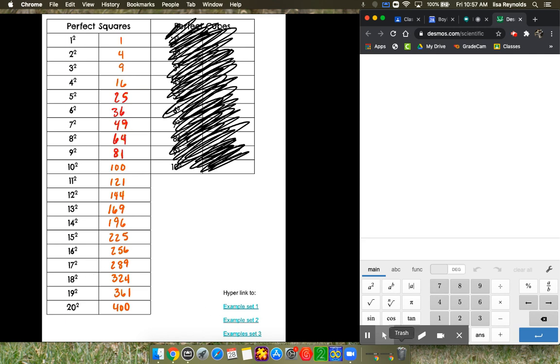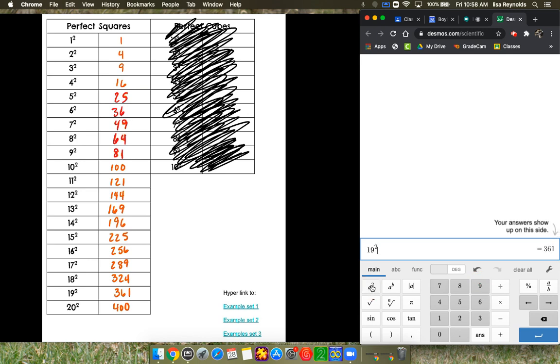So like the 361 at 19 squared, I just went to the calculator and typed in 19 squared, and that's where I got the 361. So you should be able to very quickly type in these calculations and fill in the perfect squares. This is something that we're going to reference as we simplify radicals.